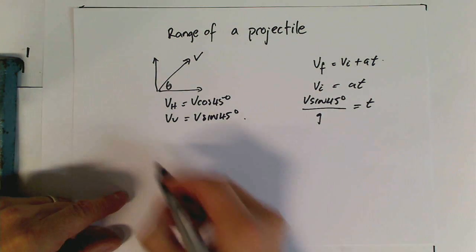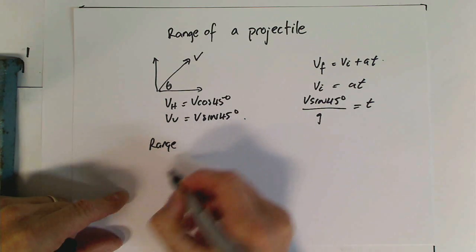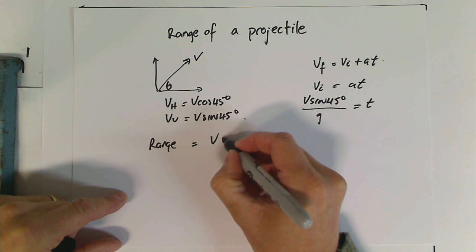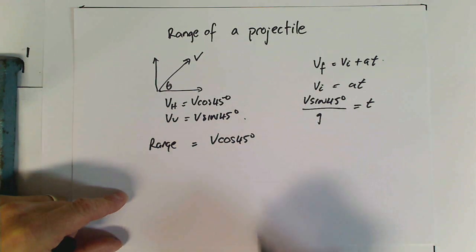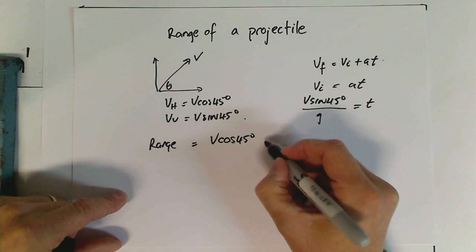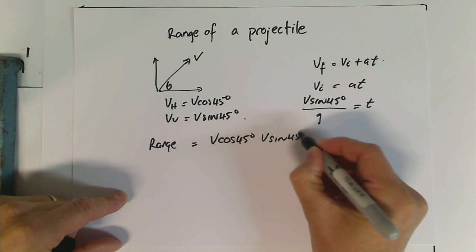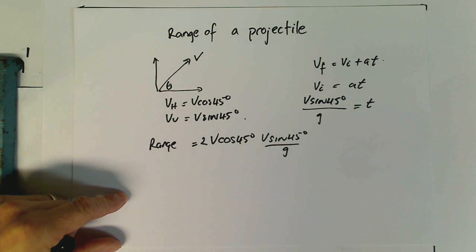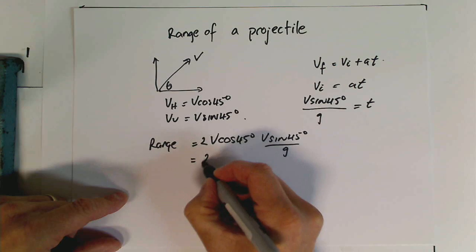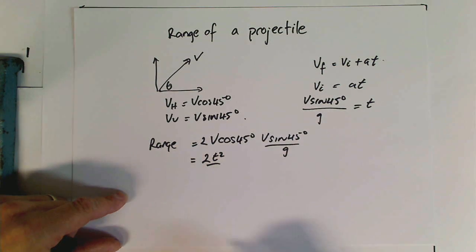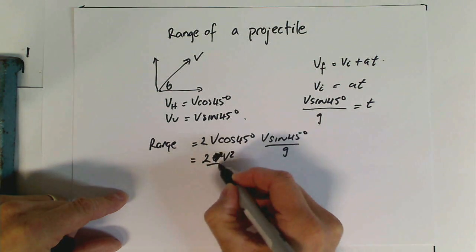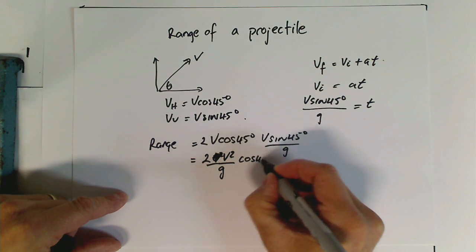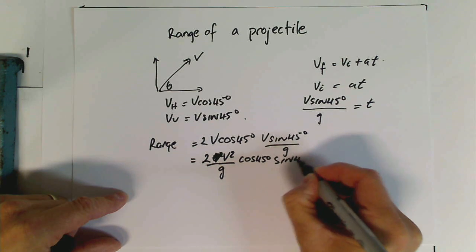So if we actually want to know the range, we need to double that time. I'm sure you remember that. So we need the horizontal velocity, v cos 45 degrees, times the time, v sine 45 degrees, all over g, times 2. So we just put the 2 at the front. So now we've got the range is equal to 2v squared, all over g, and then we've got cos 45 degrees, sine 45 degrees.